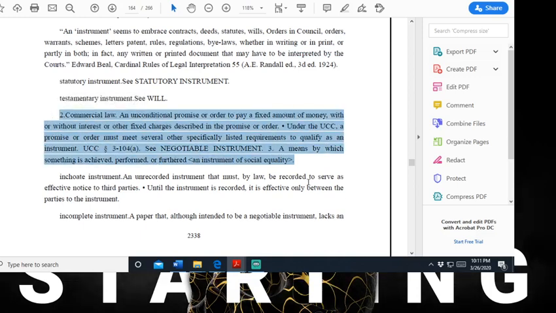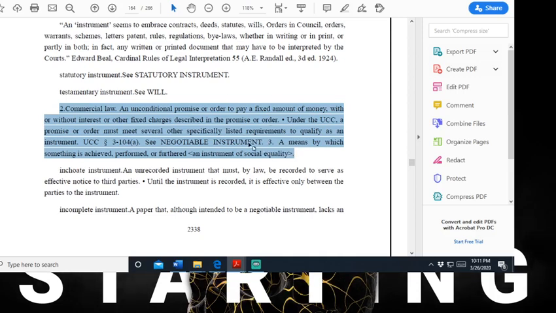Commercial law: an unconditional promise or order to pay a fixed amount of money, with or without interest or other fixed charges described in the promise or order. Under the UCCs, a promise or order must meet several other specifically listed requirements to qualify as an instrument. UCC Section 3-104, a negotiable instrument; a means by which something is achieved, performed, or furthered; an instrument of social equality. So you've got to understand this in a nutshell when dealing with this information.